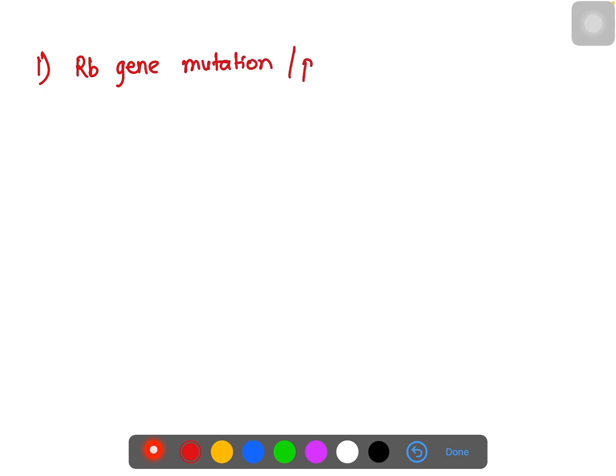RB gene mutation and P53 gene mutation, or we can say that a decrease in activity of the RB gene or a decrease in activity of the P53 gene can lead to osteosarcoma. These two genes are the protectors of our system. They are a form of tumor suppressor genes that have a check on the cell cycle.